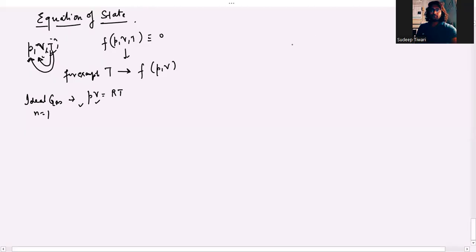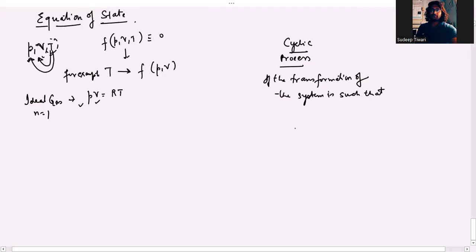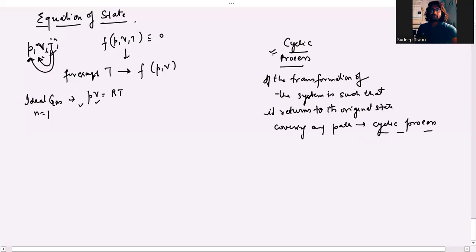Okay, one process I forgot. One process is called a cyclic process. Just write it here. Isobaric, isochoric, I already wrote. Simple. I think you have studied this in your 12th class. If the transformation of the system is such that it returns to its original state, covering any path, then it is called a cyclic process. We'll come to all these things, but right now, I'm saying it in the sense of a definition.